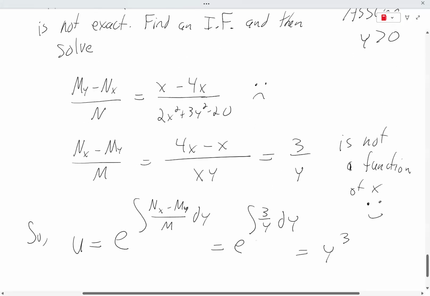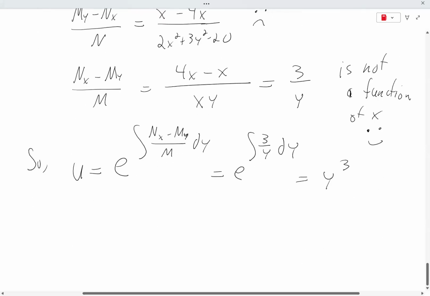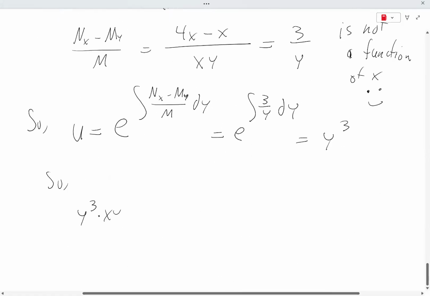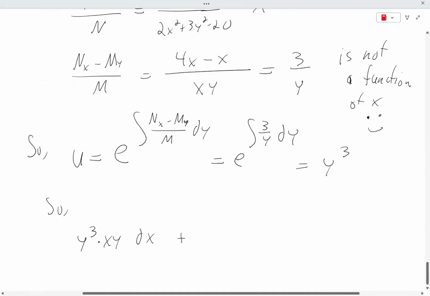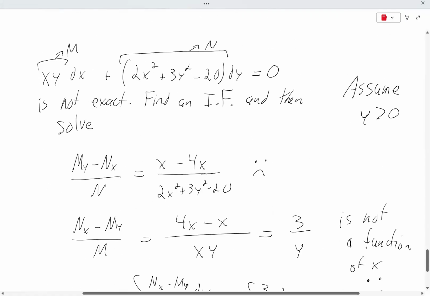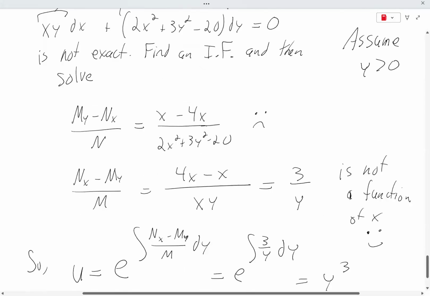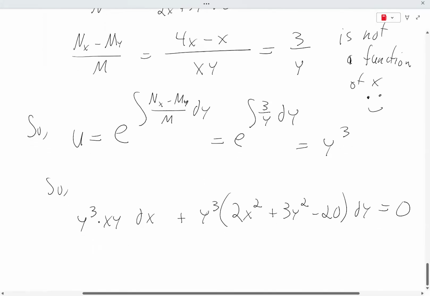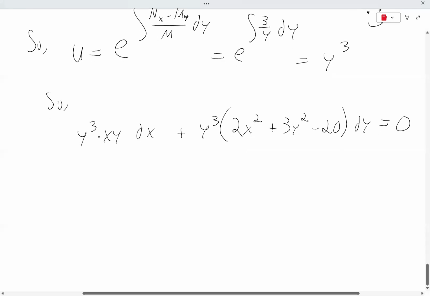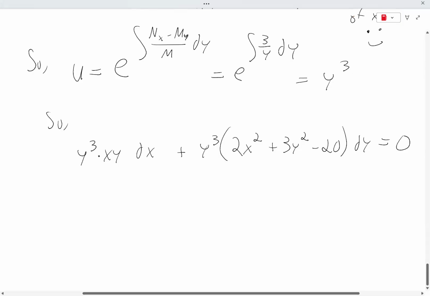So now you multiply through by that. So I take y cubed times xy dx, plus y cubed times that other thing, 2x squared plus 3y squared minus 20, dy equals 0. And this will be exact now. Let's say it this way, I'll put the word here: this one here is exact.